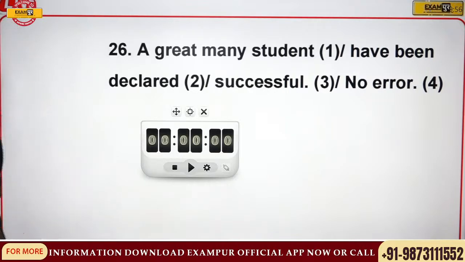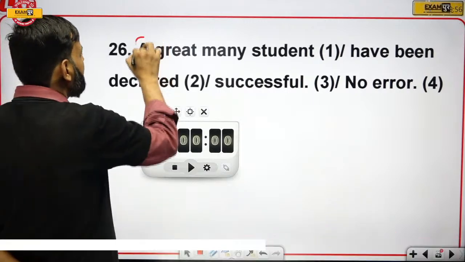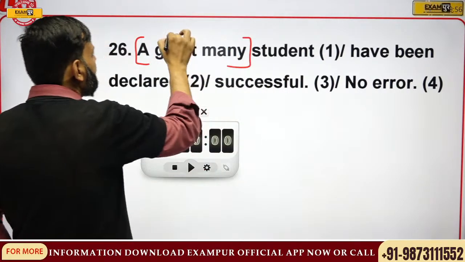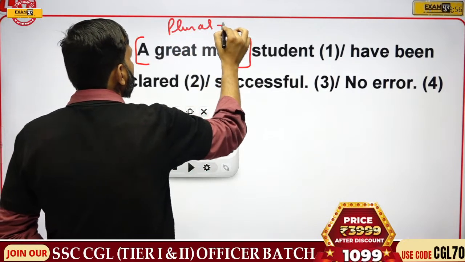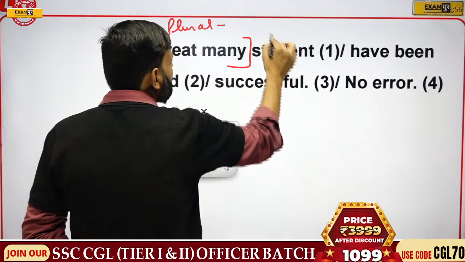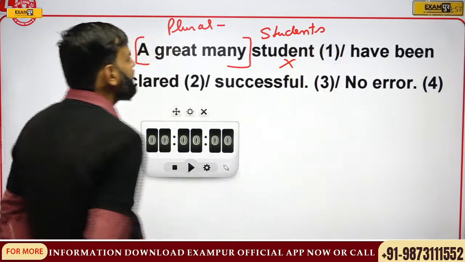A great many students have been declared successful. See, a great many refers to a plural noun. Okay, it should be followed by a plural noun. So here student will be replaced by students.